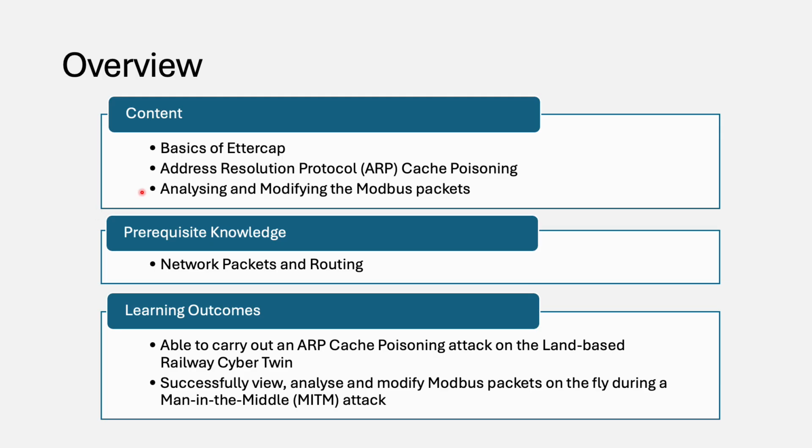We'll be exploring Ettercap and its capabilities, as well as what ARP Cache Poisoning is, and how to carry it out. We'll also be looking at how Modbus packets are constructed and how they can be analyzed, then modified to suit our purposes. We will assume that you have a basic understanding of what a network packet is and how they are routed. By the end of this video, you should be able to carry out an ARP cache poisoning attack on the railway system and be successful in modifying the Modbus packets on the fly for incoming or outgoing packets.